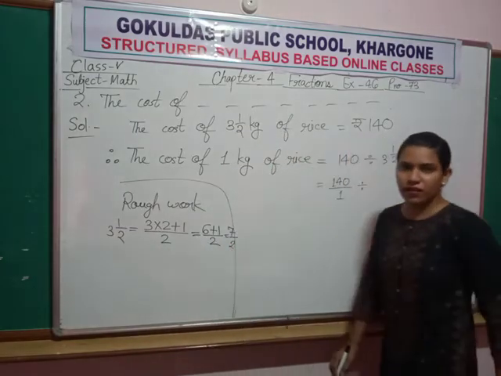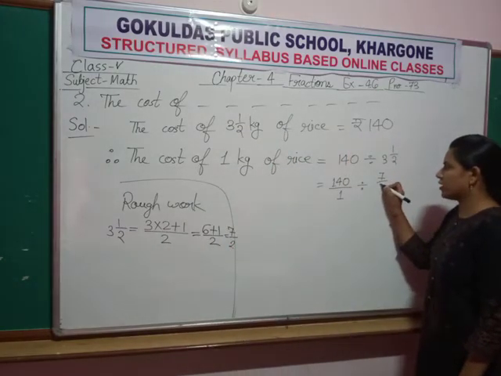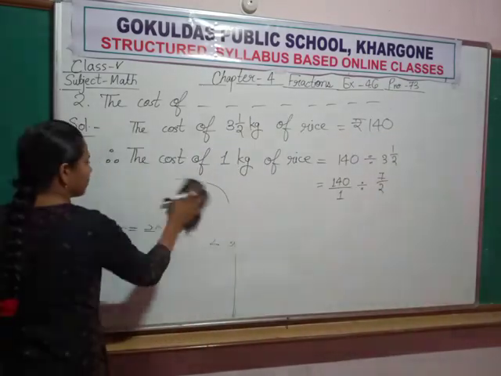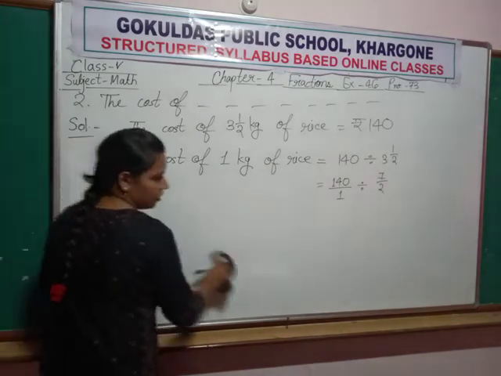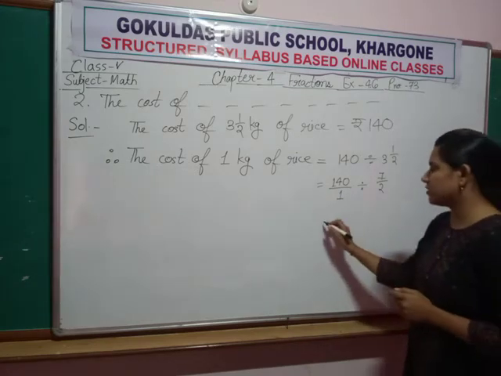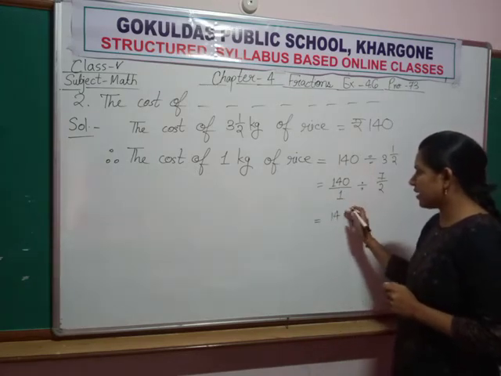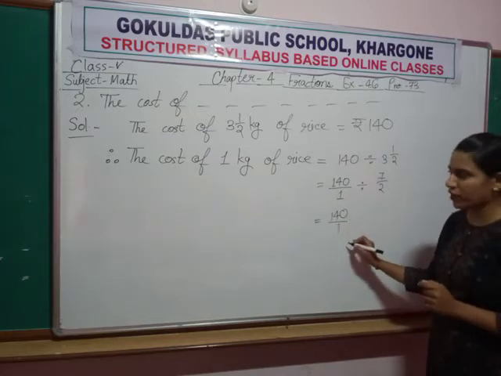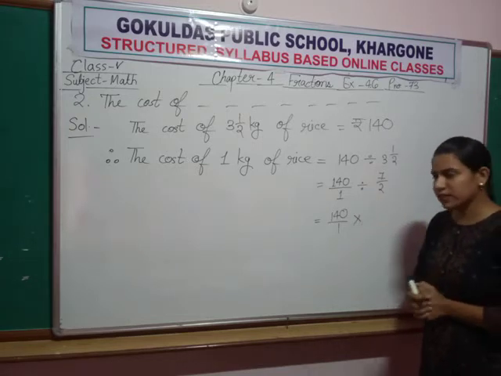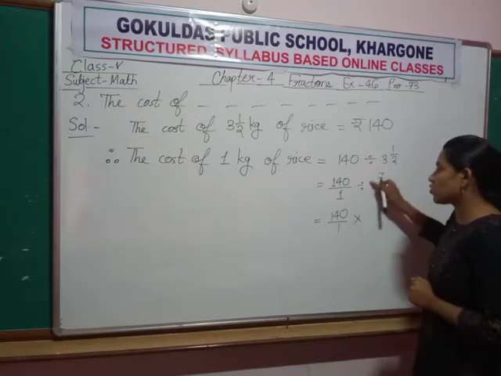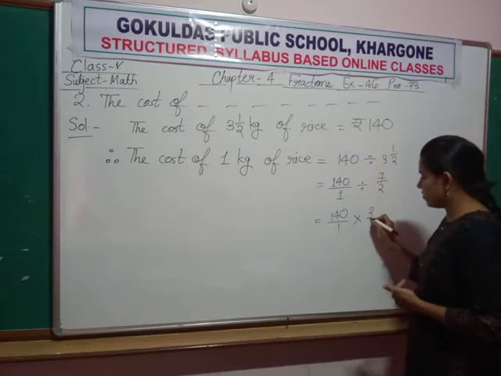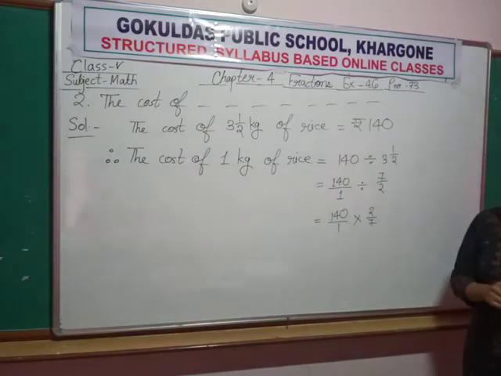Means both these are equal. So I can write 7 upon 2 at the place of 3:1/2. Now I am clearing this rough work. Now what is the task? Fraction divided by another fraction. And you know how to solve it. How to solve it? We write the dividend as it is, 140 upon 1 as it is. We will replace this division symbol with the multiply symbol, right? And we write the multiplicative inverse of the divisor. So 7 upon 2 is our divisor, and if I write the multiplicative inverse, it becomes 2 upon 7, right?